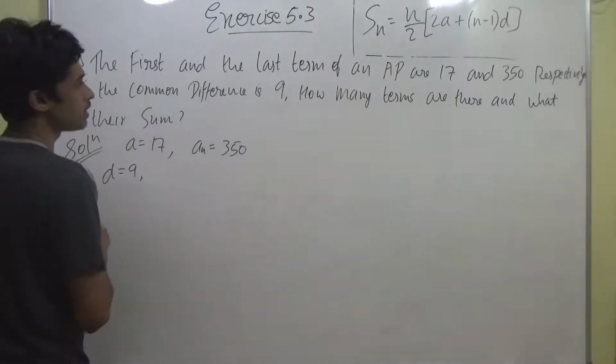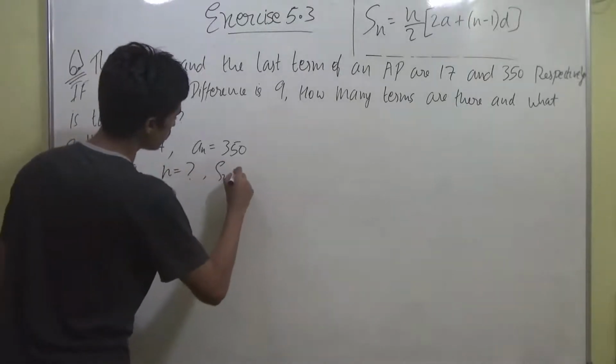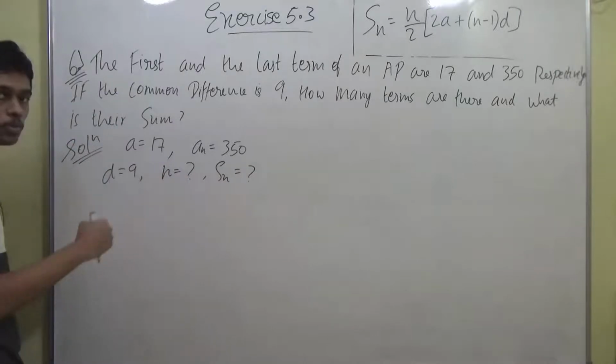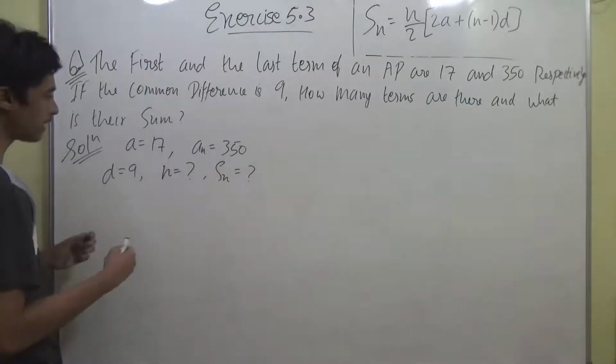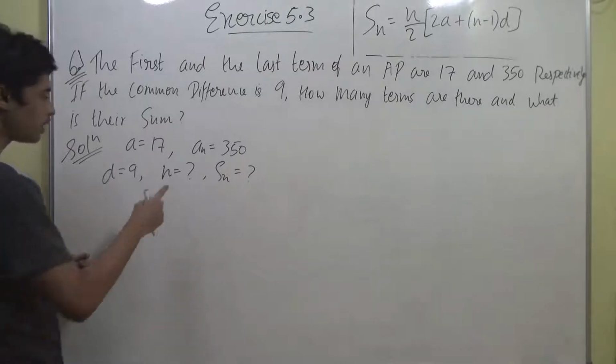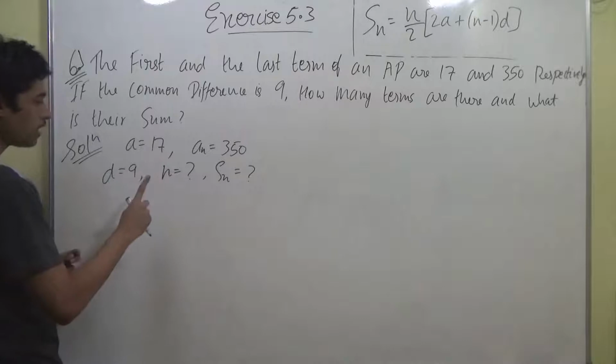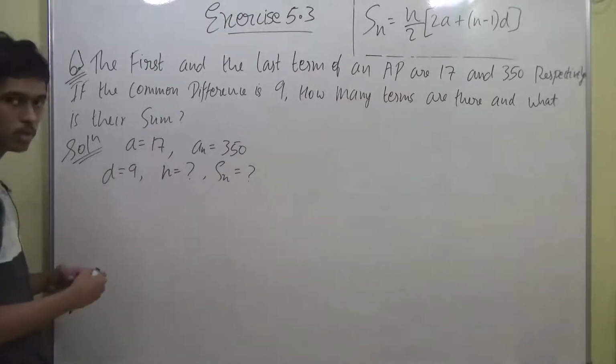How many terms are there and what are their sums? So n equal to question mark and S of n equal to question mark, right guys? These are the two things which you have to find. So let's go ahead guys, let's use the formula of a of n equal to a plus n minus 1 into d to find the value of n, because in that formula we'll be having all these three values, only one value which we don't have will be n, that we'll be able to find it out.